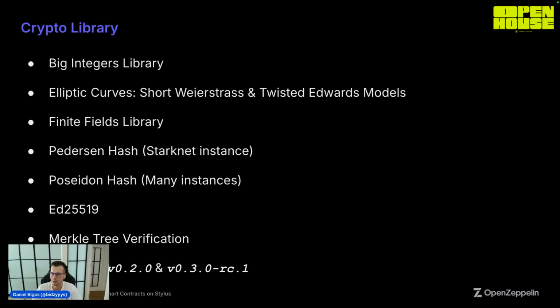Of course, you can find a Merkle tree verification mechanism, and the versioning is the same as for the Stylus smart contracts library. So the stable one is v0.2 and the currently audited one is v0.3 release candidate 1.